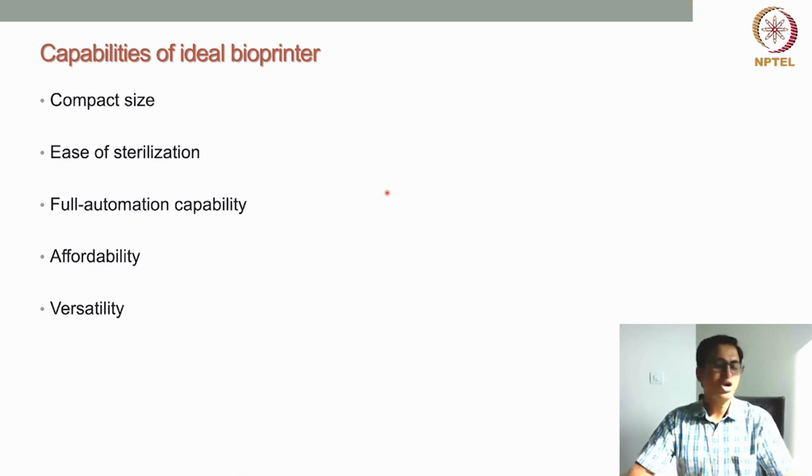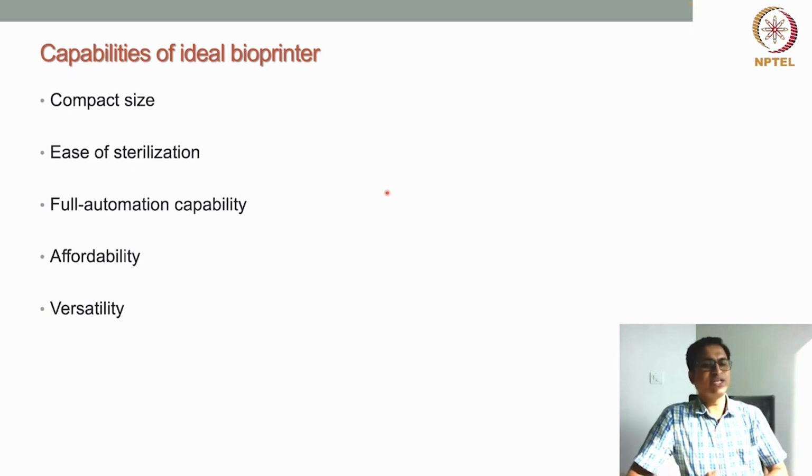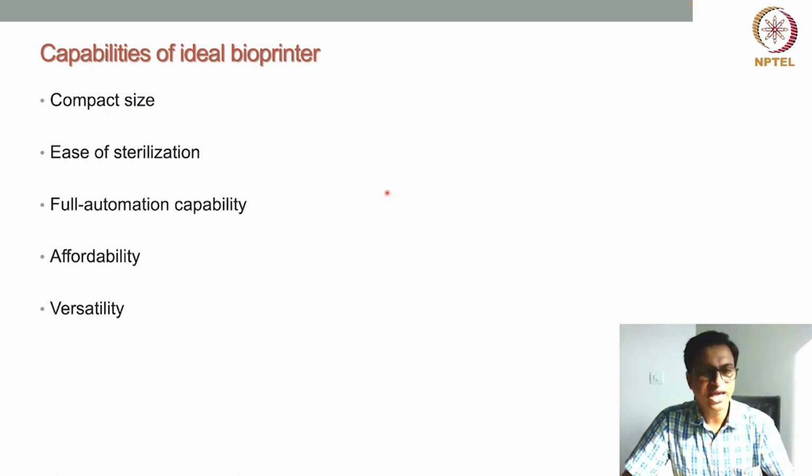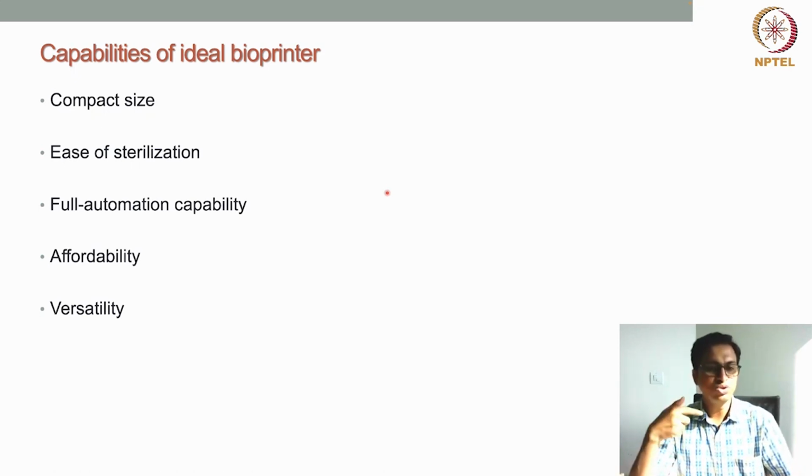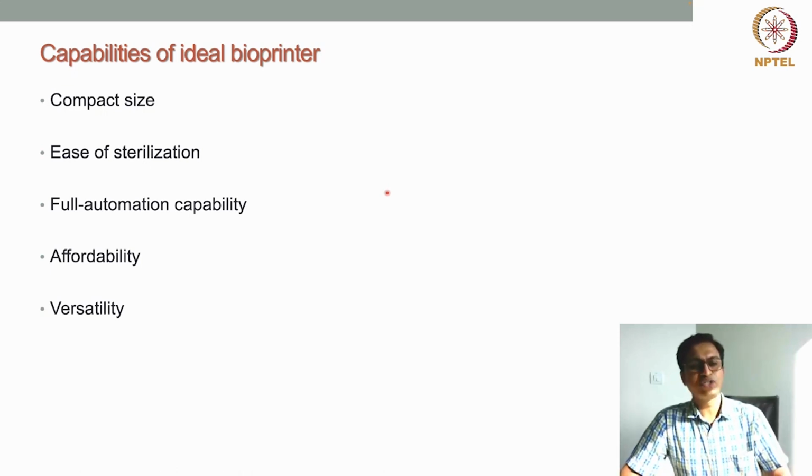So compact size is another important thing, so that it will not take big space and it can easily be accommodated inside a biosafety cabinet. Now, ease of sterilization. For tissue printing, we know that it's an aseptic process. We have to maintain sterility. Otherwise, the bioprinted tissue can be contaminated all the time. So that's why ease of sterilization. The printer should be able to be sterilized with ease, so I need not do much for sterilization of the bioprinter. So that is another thing.